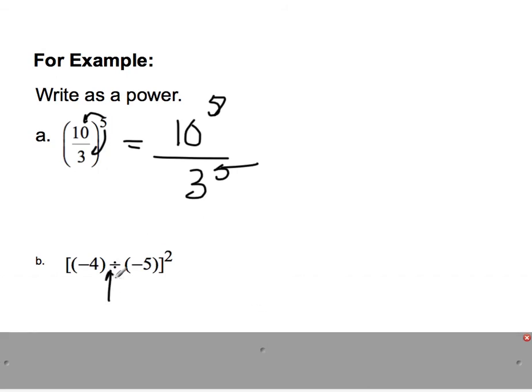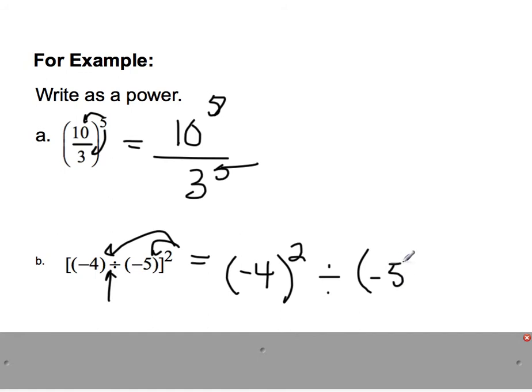Can be written a different way. We can write it because this is divide, but the divide sign also means there's the quotient there. So that power, or that exponent, must go to both of those bases. So -4 to the power of 2 divided by -5 to the power of 2.